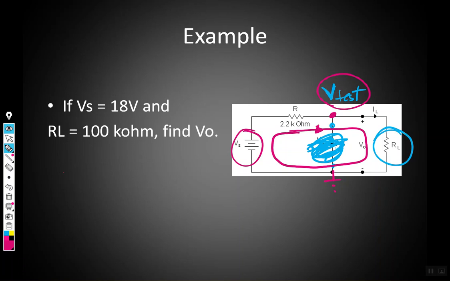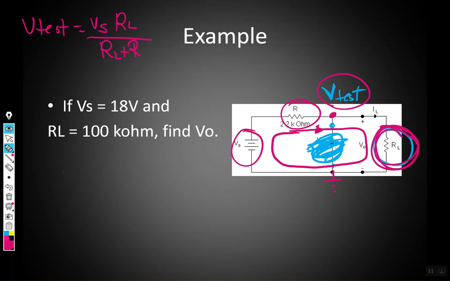So I can use the voltage divider rule in this case to figure out that V test is going to equal Vs times RL over RL plus R. Okay, so the voltage is getting split between these two resistors, so that's my total resistance on the bottom of this equation, and it's the voltage across this load resistor that is this voltage, so that's what I'm using the RL on top here.